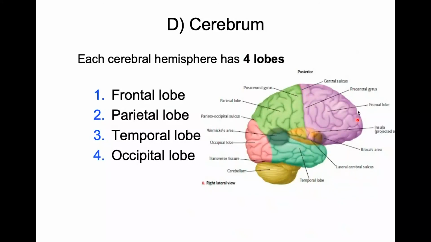So here we have the frontal lobe. Okay, behind the central sulcus, we have the parietal lobe. Okay, here at the side of the brain, you have the temporal lobe. And then at the posterior aspect of the brain, the occipital lobe.